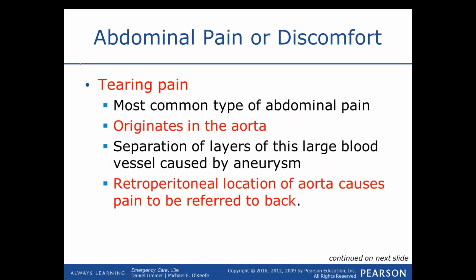Tearing pain, again, we talked about this with the abdominal aortic aneurysm. Tearing pain, the most common type of abdominal pain, is going to be originating in the aorta. I'd like you to associate the word tearing with this fact right here, and the fact that if your patient complains of tearing-like pain, you definitely have a high index of suspicion for the possibility of aortic involvement.